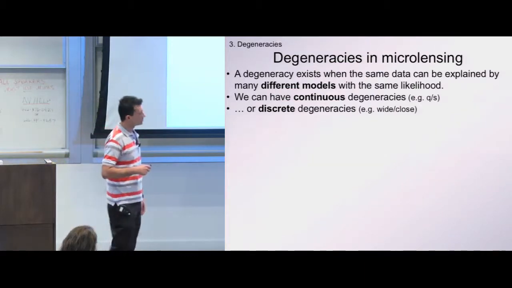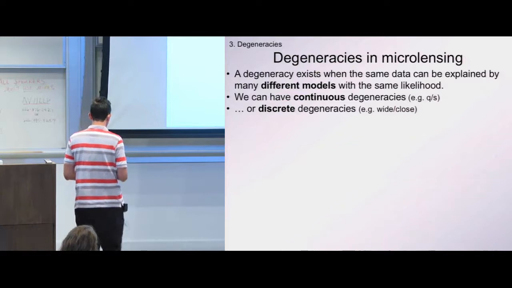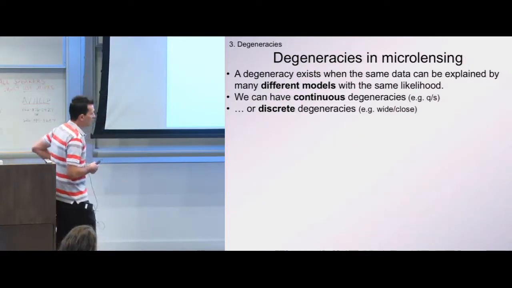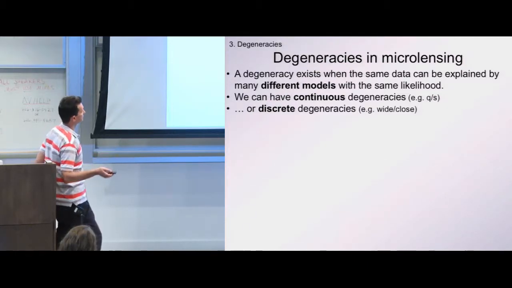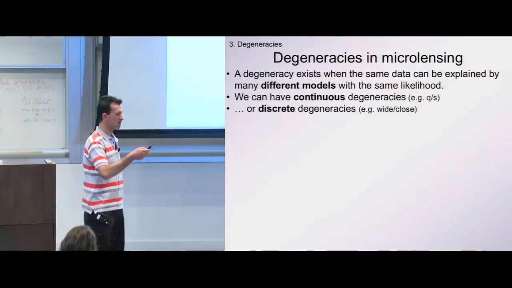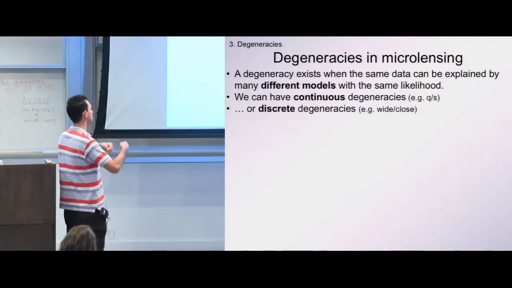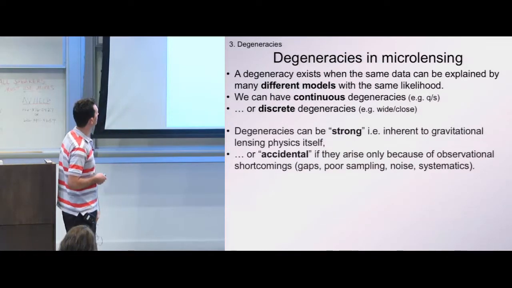OK, now let's start to see what is bad with microlensing. So what is the problem with microlensing? The problem is that we have many, many kinds of degeneracies. You have a degeneracy whenever the same data can be explained by many different models with the same likelihood. In that case, you cannot decide which is the best model. We can have continuous degeneracies or discrete degeneracies.